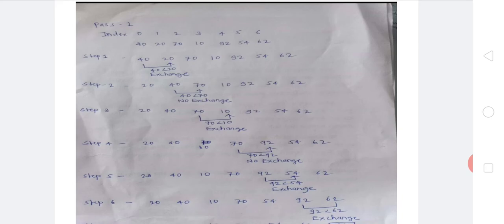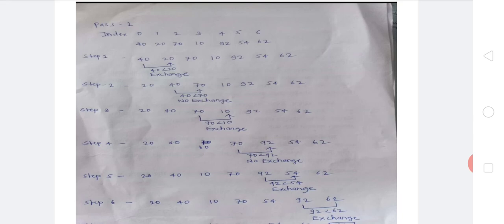Then we will see step number 3. In step number 3, 70 is compared with 10. Here 70 is greater than 10, so an exchange is required. That means 70 is placed at location number 3 and 10 is placed at location number 2. The values are now 20, 40, 10, 70, 92, 54 and 62. In step number 4, again 70 is compared with 92. Here 70 is less than 92, so no exchange is required.